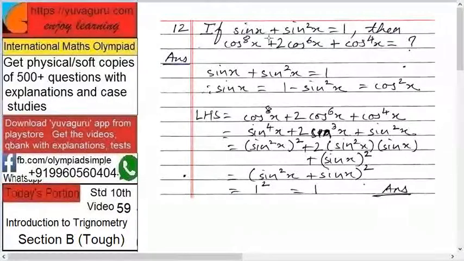Next, if sin x plus sin square x equals 1, then cos raised to 8x plus 2 cos raised to 6x plus cos raised to 4x equals, here, sin x plus sin square x equals 1.